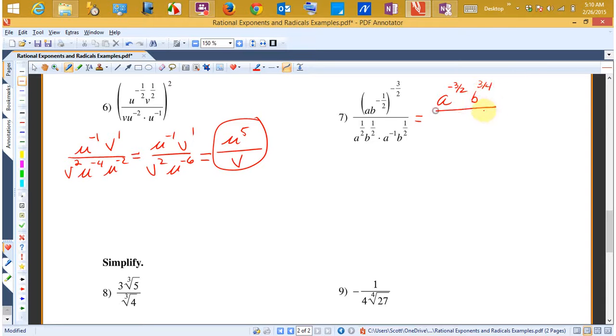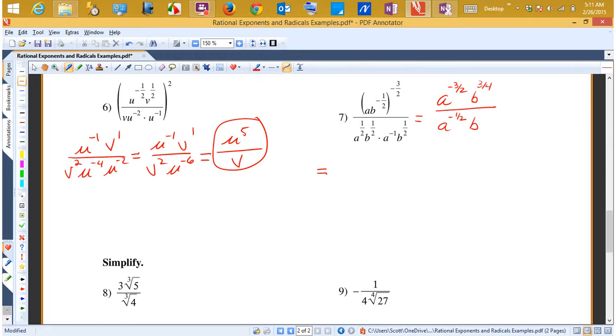And now in the denominator, I have a to the 1/2 and a to the minus 1. So those two exponents would add. So 1/2 plus a negative 1, that would be to the negative 1/2. And then I have b to the 1/2 and b to the 1/2, and those would add together. So 1/2 plus 1/2 is 1.